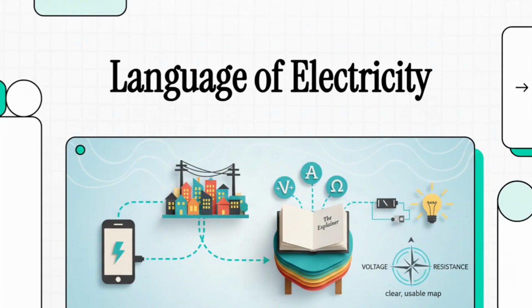Everything from your phone to the entire power grid, it all runs on electricity. But to really get a handle on it, you've got to speak the language. So today we're going to break down the basic words, the fundamental variables that describe any electrical system. We're going to turn some pretty complex physics into a clear, simple map that anyone can use.